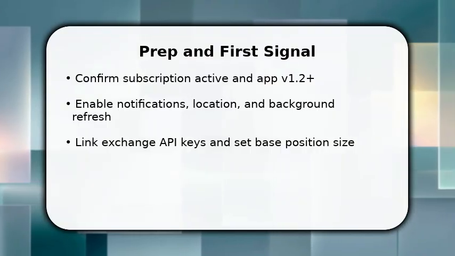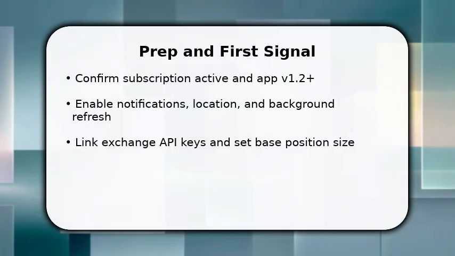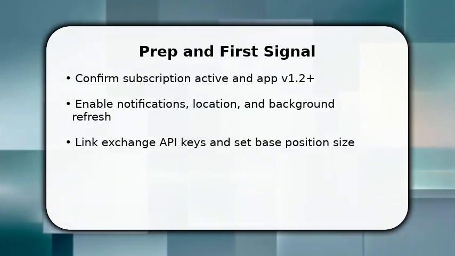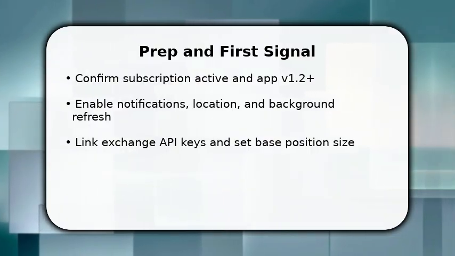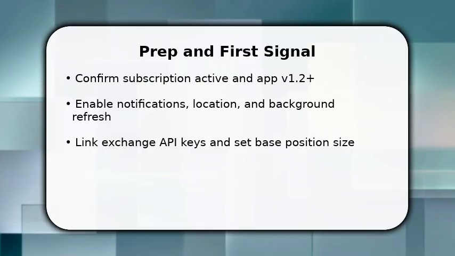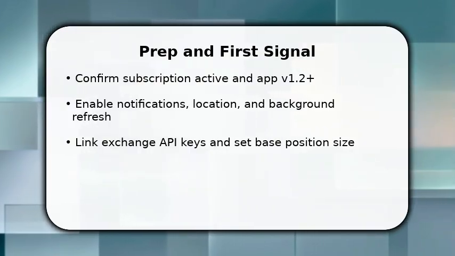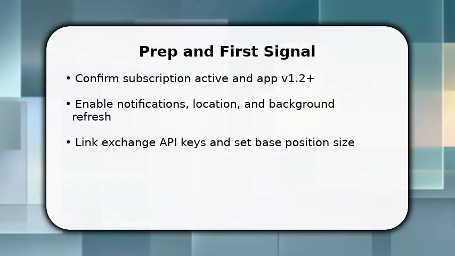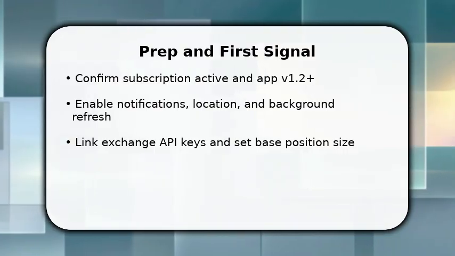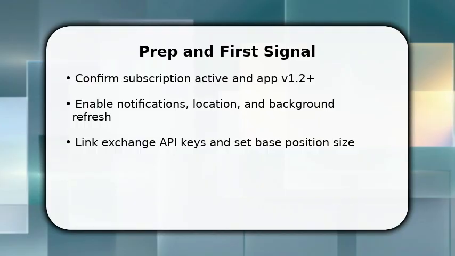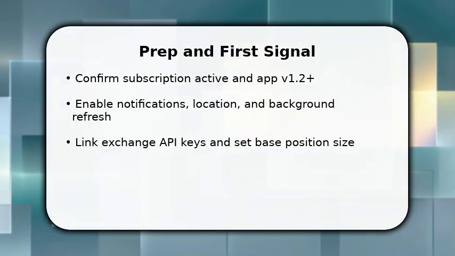You start by confirming your subscription and the app version so signals match live feeds. Once done, enable notifications, location, and background refresh so updates arrive instantly. Next, link your Exchange API keys and set a conservative base position size. This prevents oversized entries. You will see the first live signal within minutes.